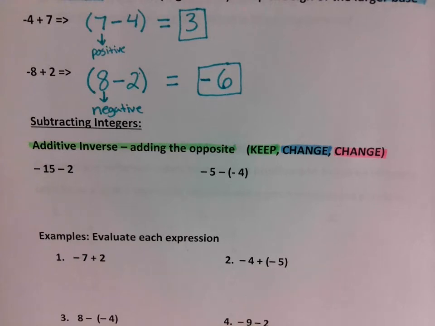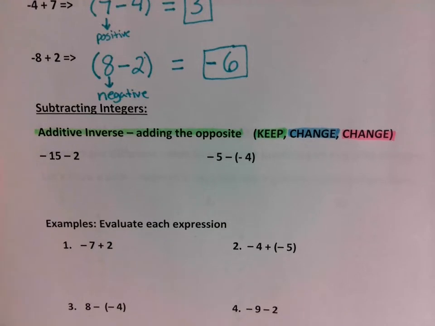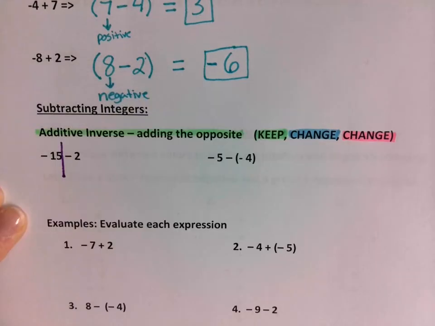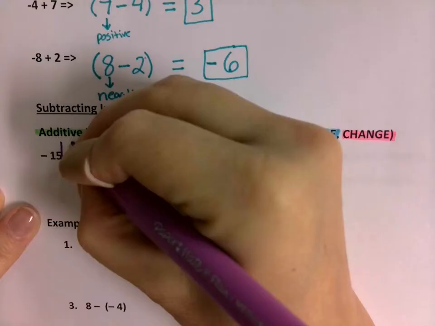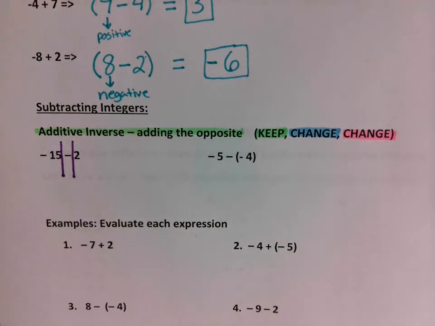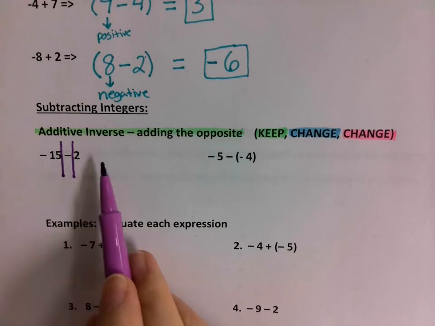Okay, so we have negative 15 minus 2. So I'm going to go ahead and split this problem up into parts. I'm going to have my first number, my operation, and then my second number. So I'm basically putting a line between my numbers and operation. So it's negative 15, in the center is that minus sign, and then to the right is a 2. That allows me to see whether the 2 is a positive or negative that I'm dealing with.